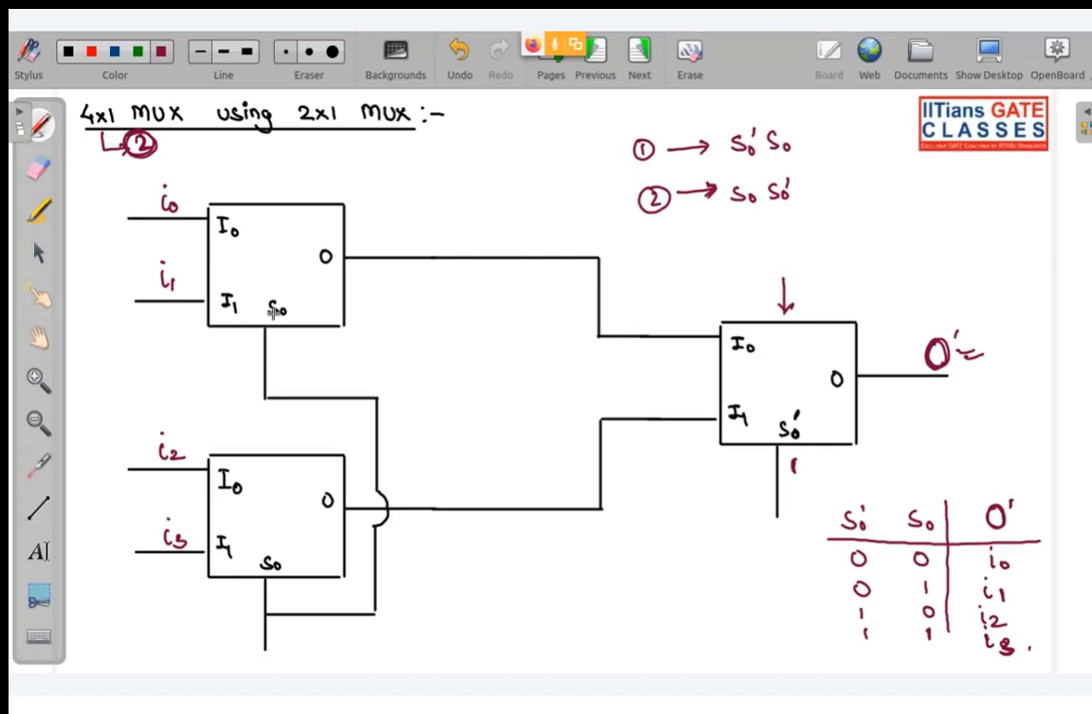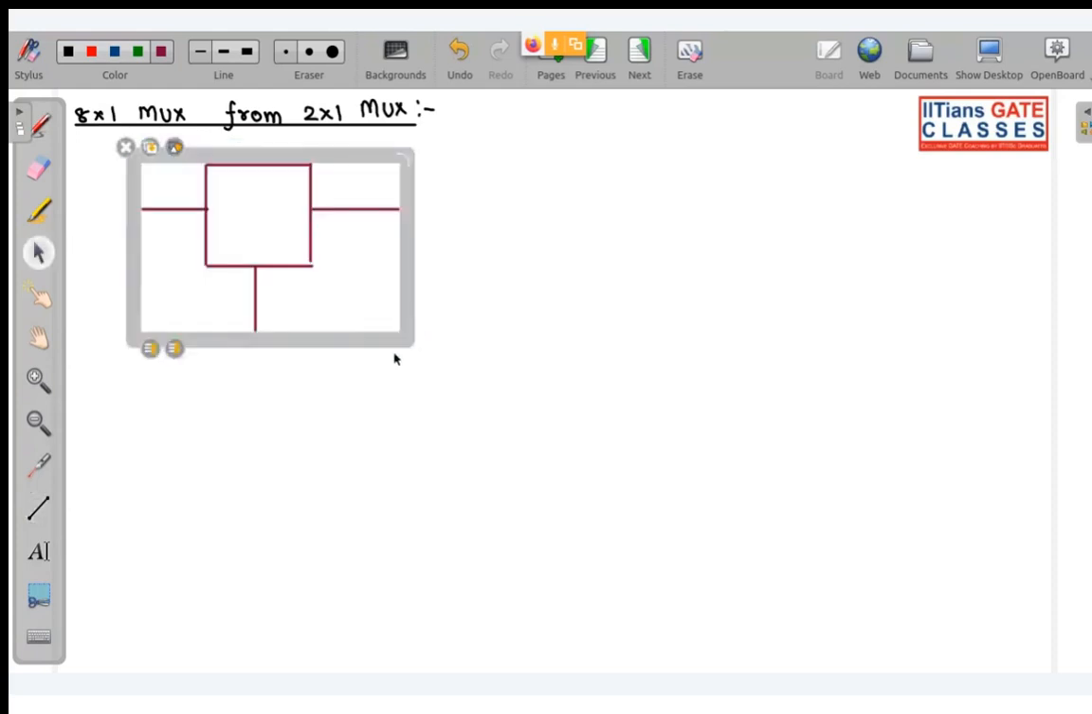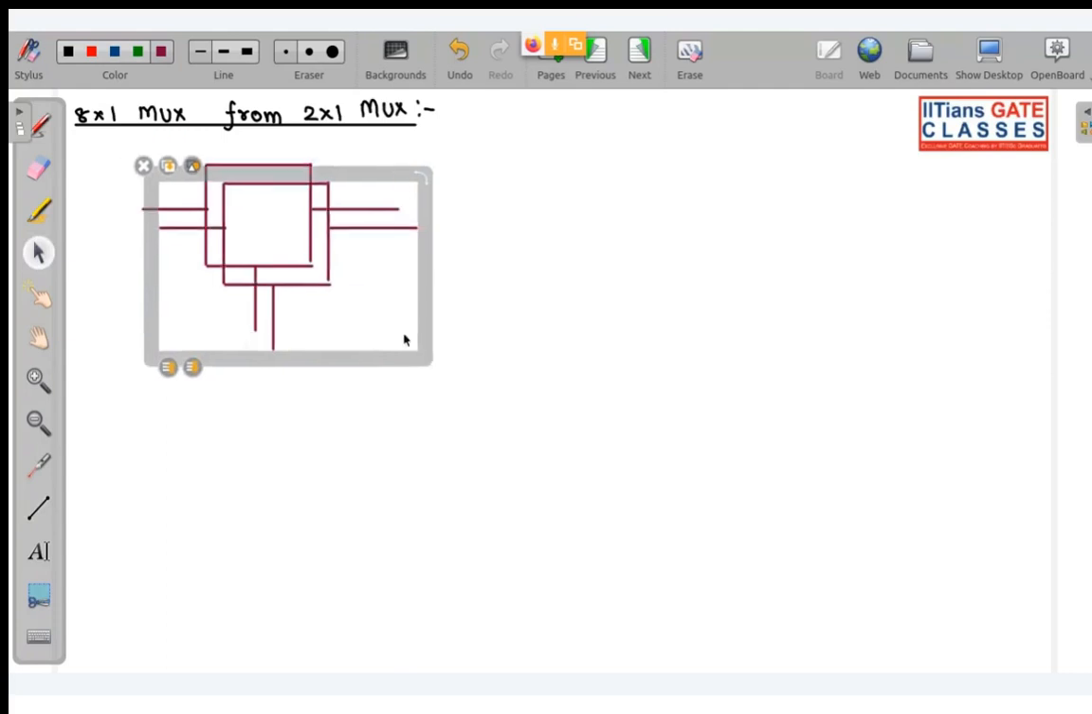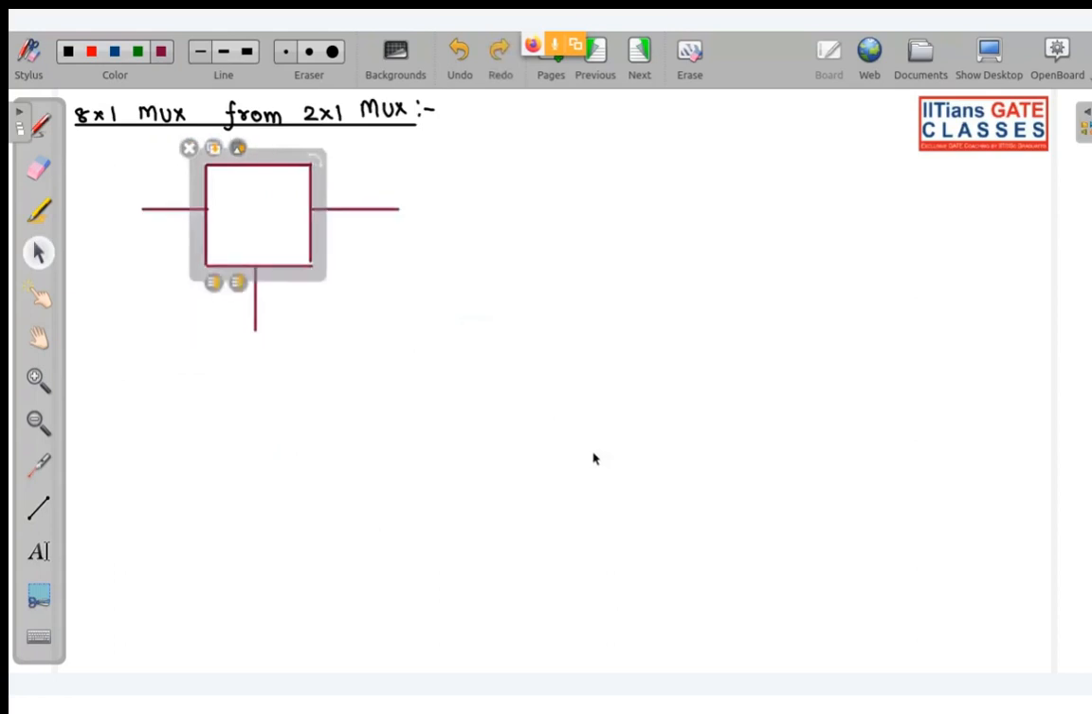Is this clear? So I want you to design an 8x1 mux using 2x1 muxes. This will not be asked in the examination, but still you can do it. I will be doing it in a shortcut way. If I want to design an 8x1 mux, it has 8 inputs.